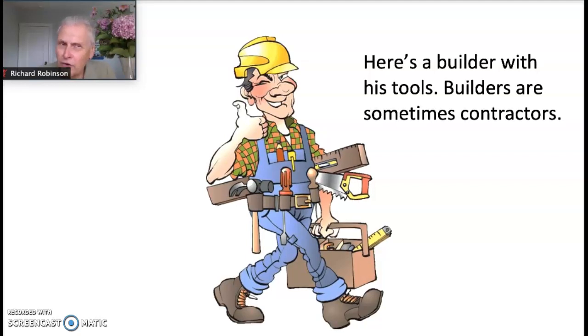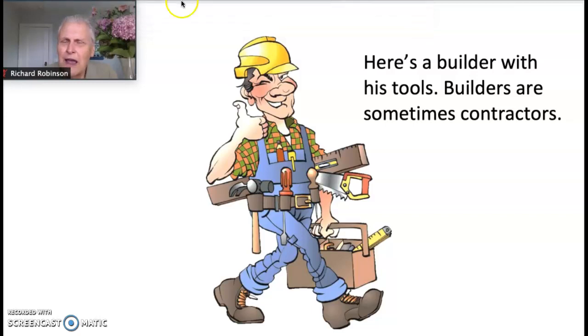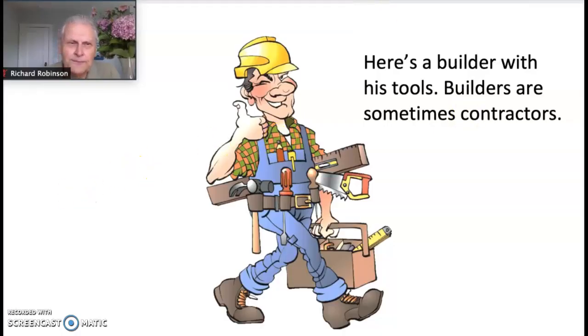Sometimes builders are contractors. So a contractor is a special kind of builder. He's a builder, but he hires other people through what we call contracts. He writes a contract and signs a contract with you or whoever he's building for. And he also makes contracts with people that he's going to hire to do the work on your house. So contracts are agreements that are on paper that the contractor uses to hire people, and he makes a contract with the person who he's building the house for as well. So that's why he's called a contractor.